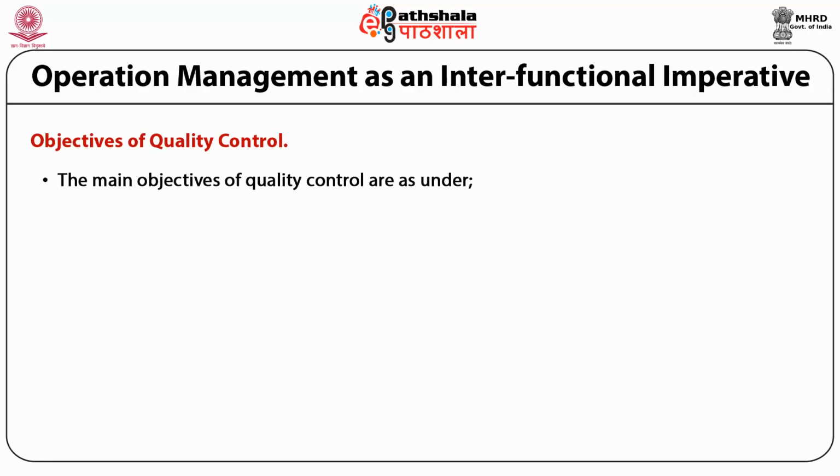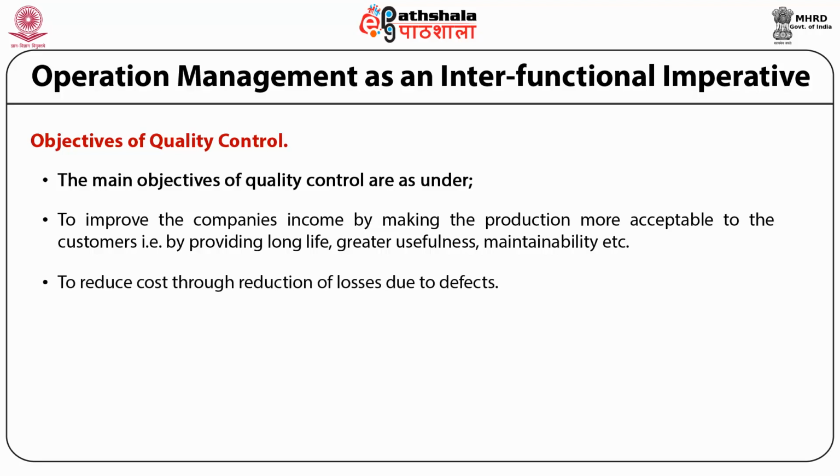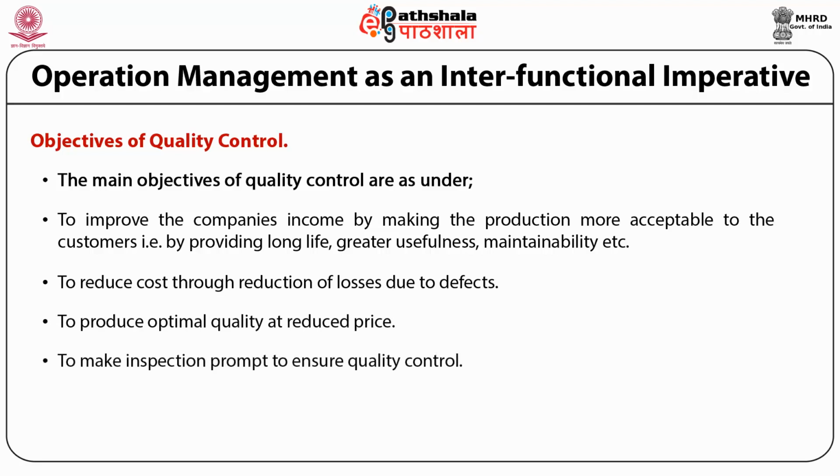The main objectives of quality control are as follows: to improve the company's income by making production more acceptable to the customers, that is, by providing long life, great usefulness, and maintainability, etc. To reduce costs through reduction of losses due to defects, to produce optimal quality at reduced prices, to make inspection prompt to ensure quality control, and to check the variation during manufacturing.